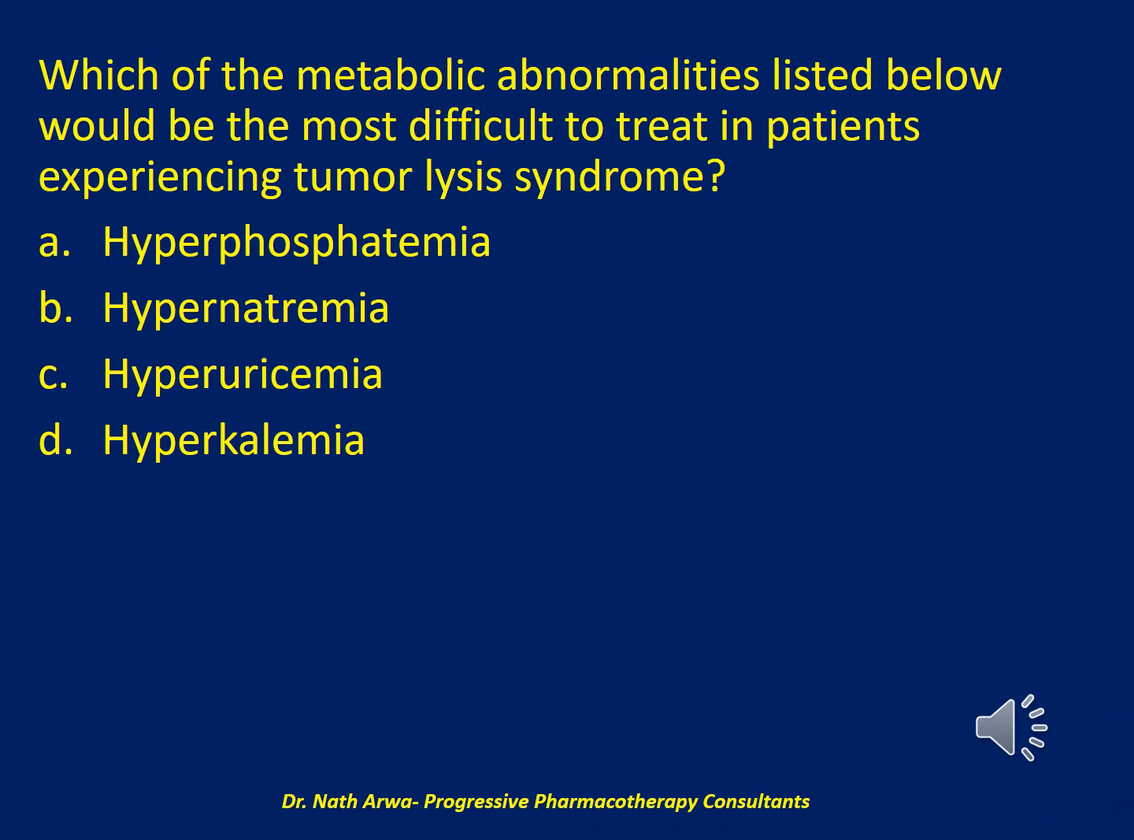And the next question reads, which of the metabolic abnormalities listed below would be the most difficult to treat in patients experiencing tumor lysis syndrome? Would it be A. Hyperphosphatemia, or B. Hypernatremia, C. Hyperuricemia, or would it be D. Hyperkalemia? I will give you 10 seconds to choose the correct answer to this question from the listed options.